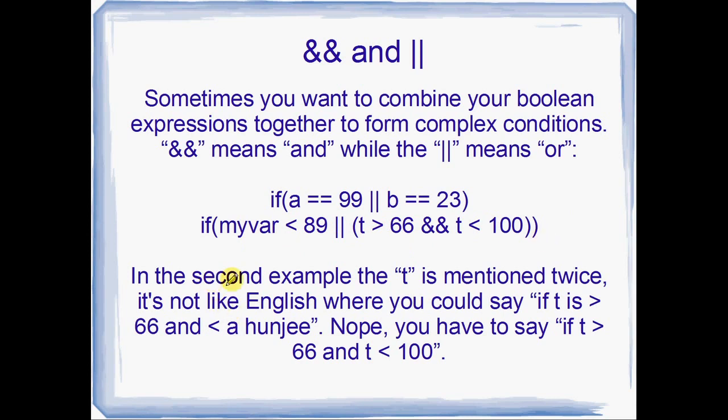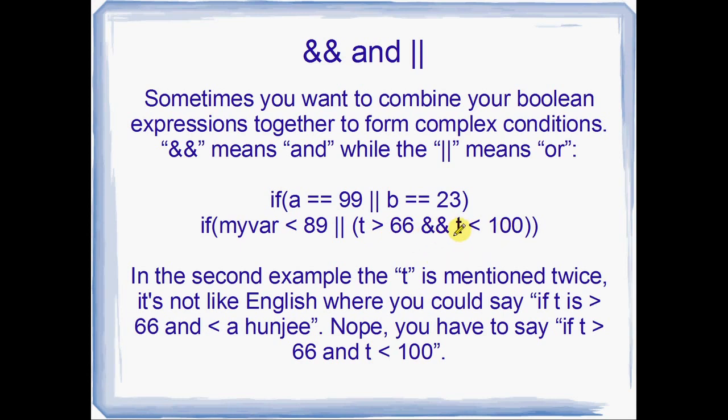Alright, fair enough. So the second example, this is weird actually. It takes a bit of getting used to, but it's not too bad. In the second example, we had to say the t twice, t and t. This is different again from English. In English, you could just say if t is greater than 66 and less than 100. But in programming, you have to say the t twice. So if t is greater than 66 and t is less than 100.